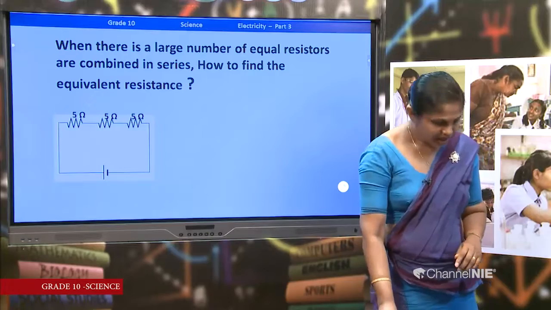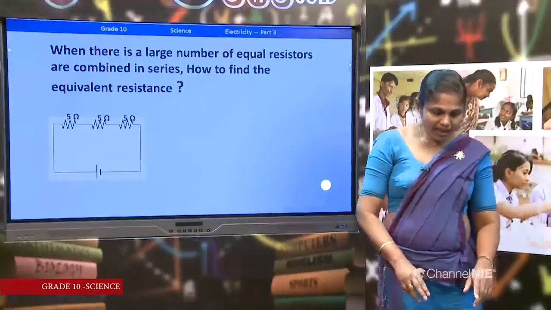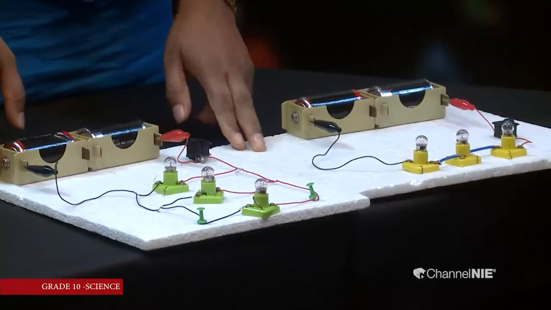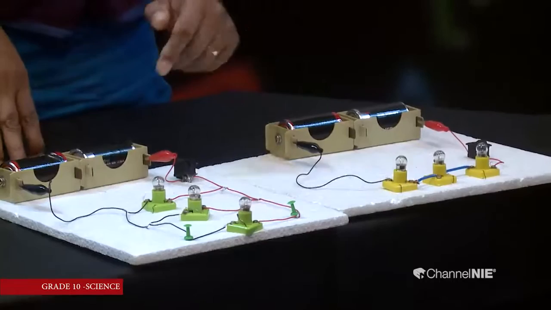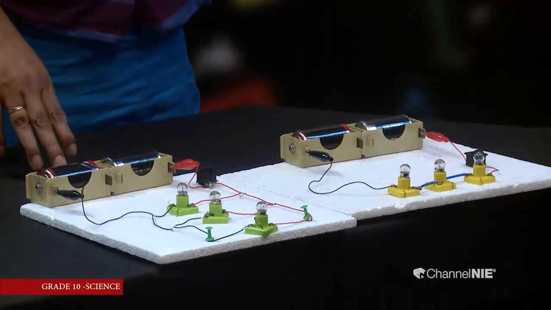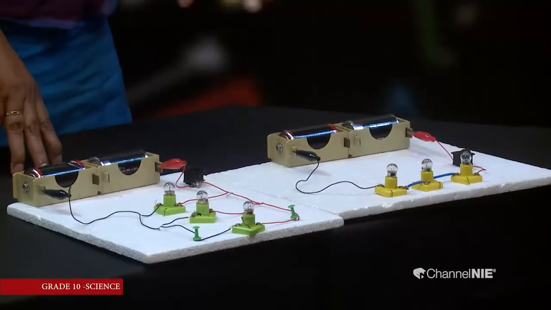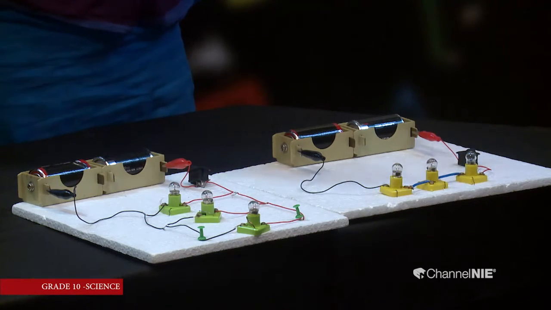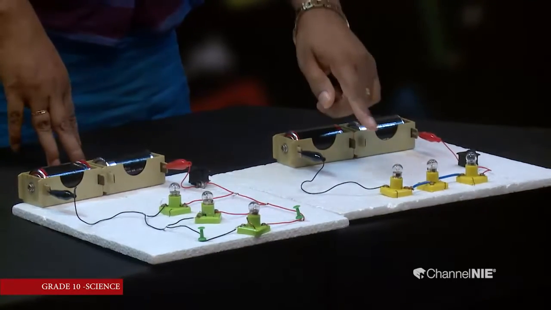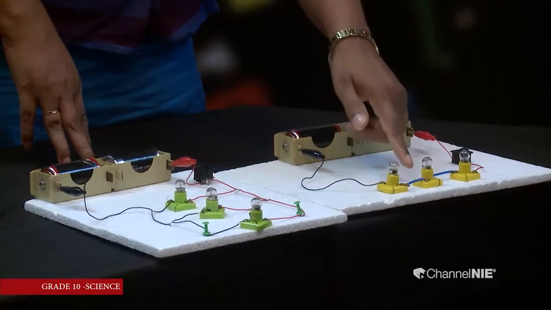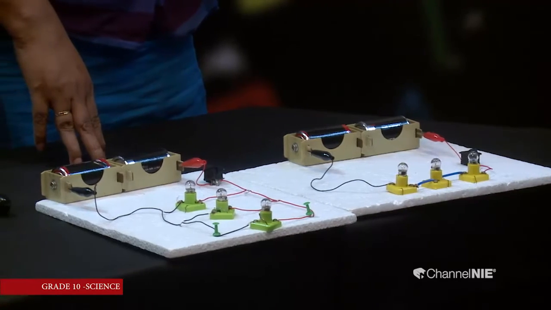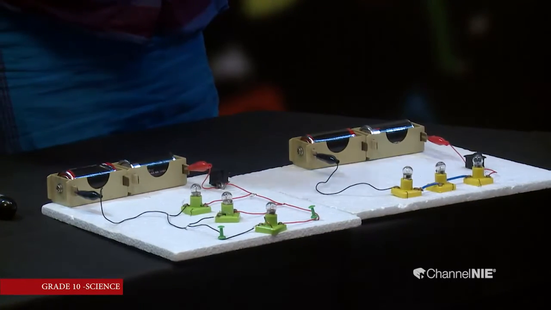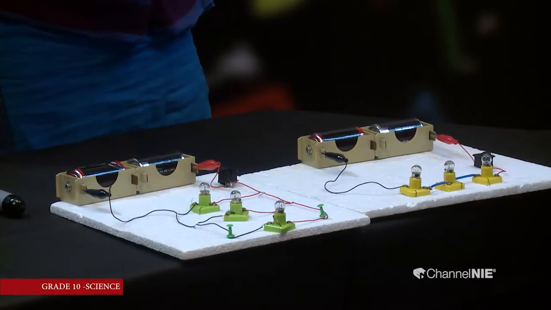Okay. Look at here, children. I have arranged 2 circuits. Suppose these are equal filament bulbs, torch bulbs with equal filament resistances. When the bulbs are connected like this, it is similar to resistors connected in series. Here you can see 3 bulbs connected in series, as if 3 resistors are in series. Here the 3 bulbs are connected in parallel, as if 3 equal resistors are connected in parallel.